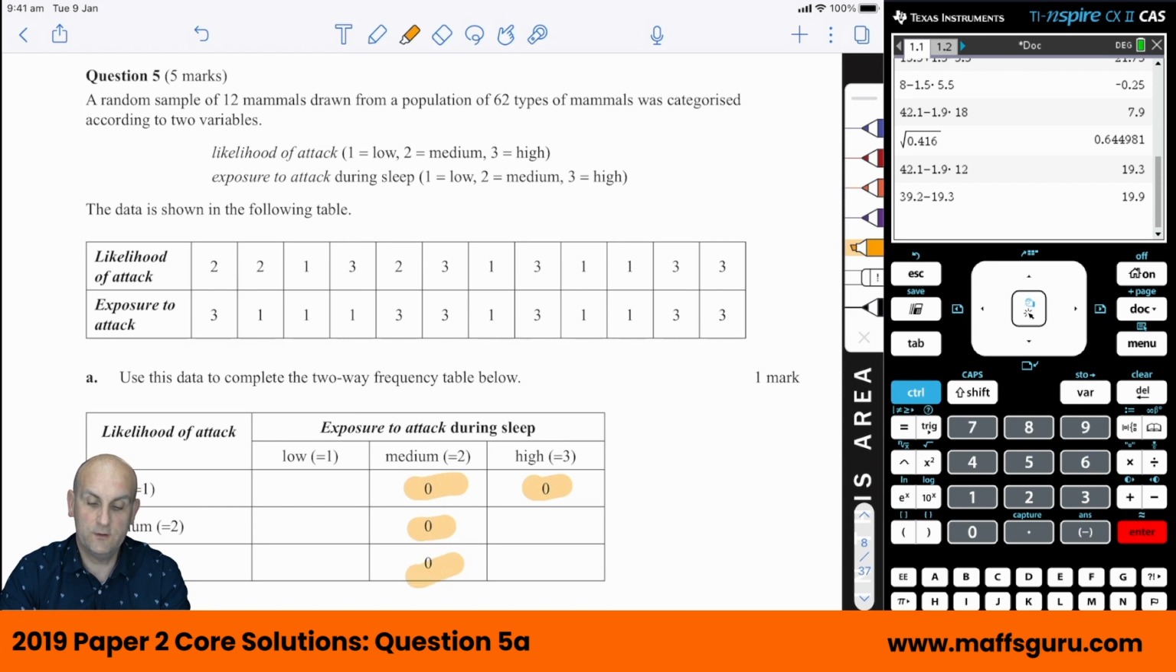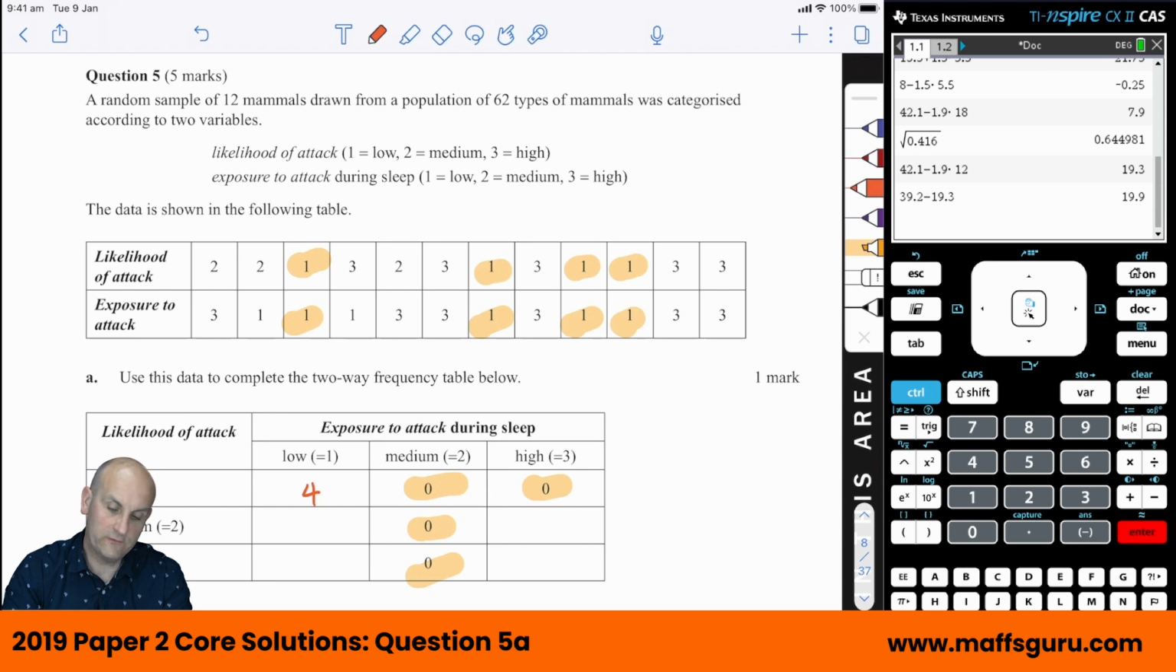Well, it's to give you an opportunity to check to know what's going on. All right, so exposure to attack, low, low. How many are there with low and low? So here's a low and a low, and I'll highlight these for the moment. There's a one and a one, and a one and a one, and a one and a one, and a one and a one. So there's one, two, three, four. So I'm fairly sure that value there is going to be four.